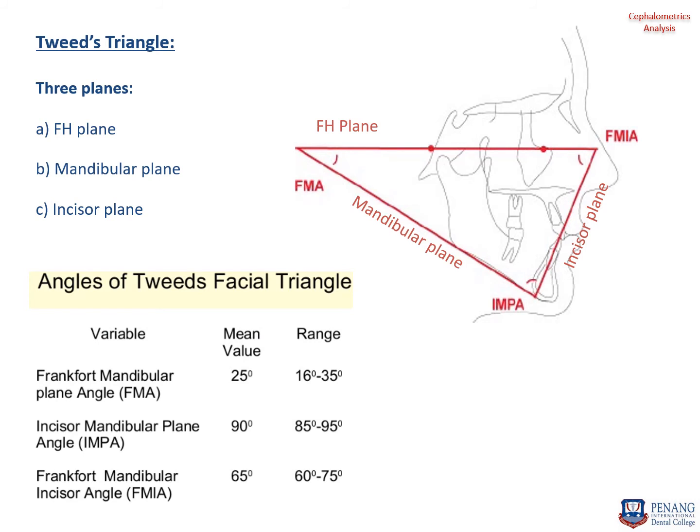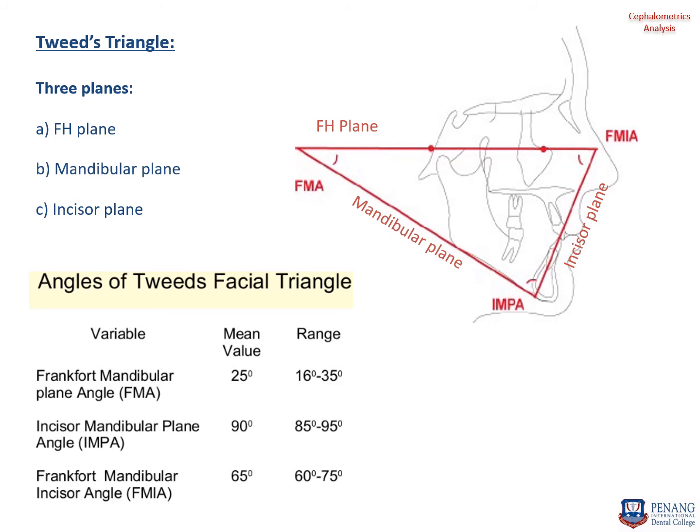So with Tweed's analysis, there are a few things you have to remember. There are 3 planes and 3 angles you'll have to remember. The 3 planes are Frankfurt horizontal plane or FH plane, mandibular plane, and incisor plane. The Frankfurt horizontal plane you're already aware of, orbitale to porion, and mandibular plane, gonion to gnathion. And a line running through the long axis of lower incisor meeting Frankfurt horizontal plane will give you incisor plane.